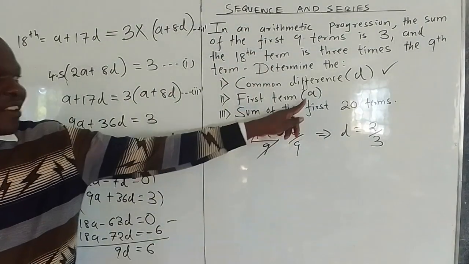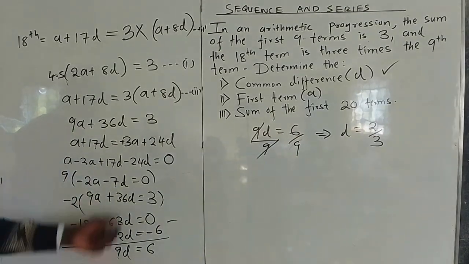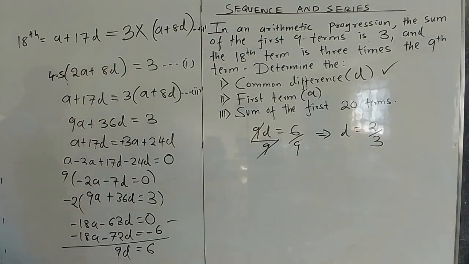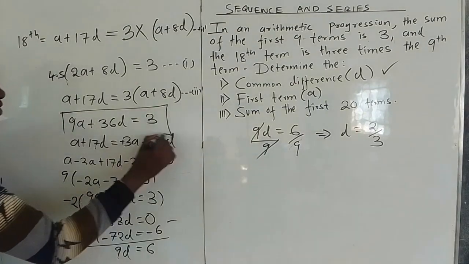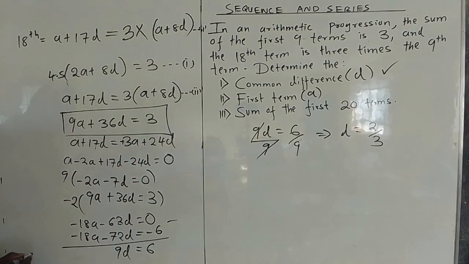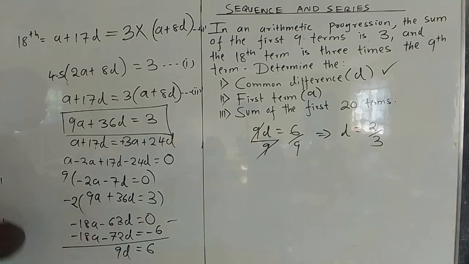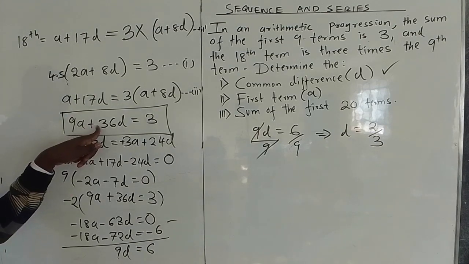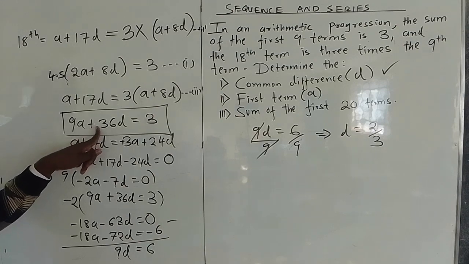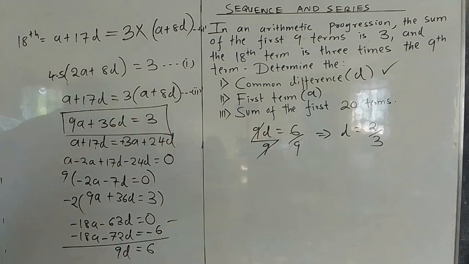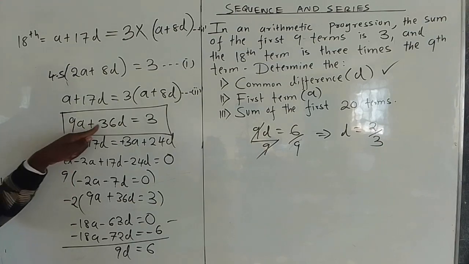The next thing, we get the first term. So to get the first term, you use any of the two equations you simplified. These are the two equations we simplified, the ones which are inside here. You use either this or this and it will still give you A. Are we together? Any equation which has a relationship between A and D will give you the value of A. Okay? Good. So we can use this.